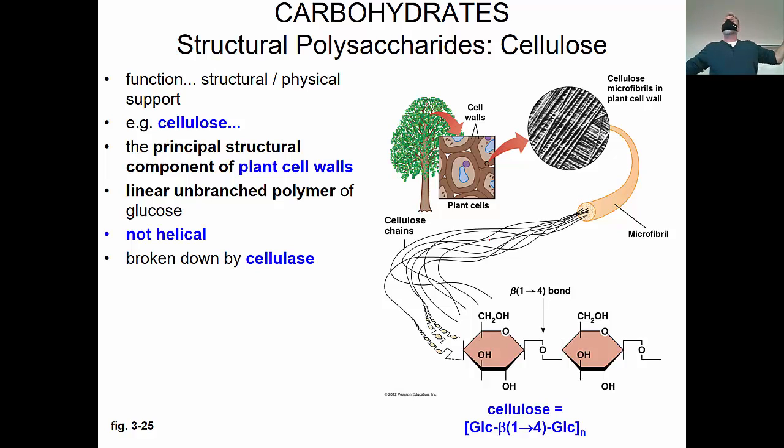Exactly the same, 1,4 linkages, but they're beta 1,4 linkages. So exact same molecule, glucose, but it's in the beta conformation and they're linked beta 1,4. And this then gives trees the strength to form trees. And you can chew away and you won't be able to break those down. So that's the importance of that.